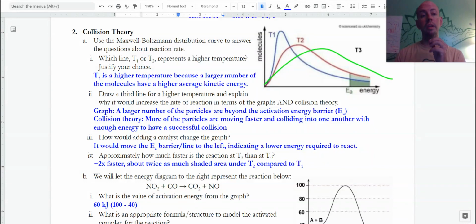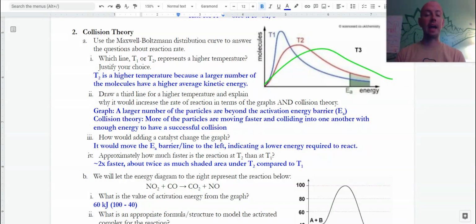But that's only thinking about it in terms of what the graph's showing us. In terms of collision theory, we have a higher percentage of particles moving faster. They are colliding with one another. We also remember both parts of this: more often and with more energy. Both of those are more likely to make our collision successful.